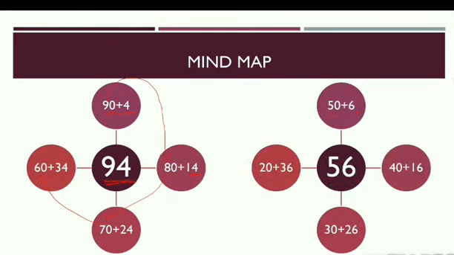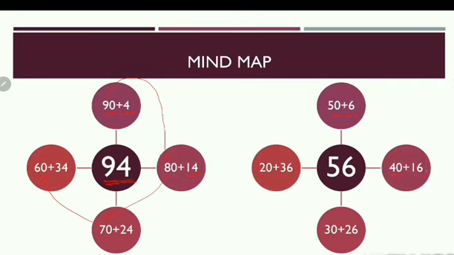Okay, 56. Here you see again 56 can be written as 50 plus 6. Okay, now we are going to subtract 10 from 50, it will become 40, and that 10 we are going to add to 6, it will become 16. So 40 plus 16 is 56.